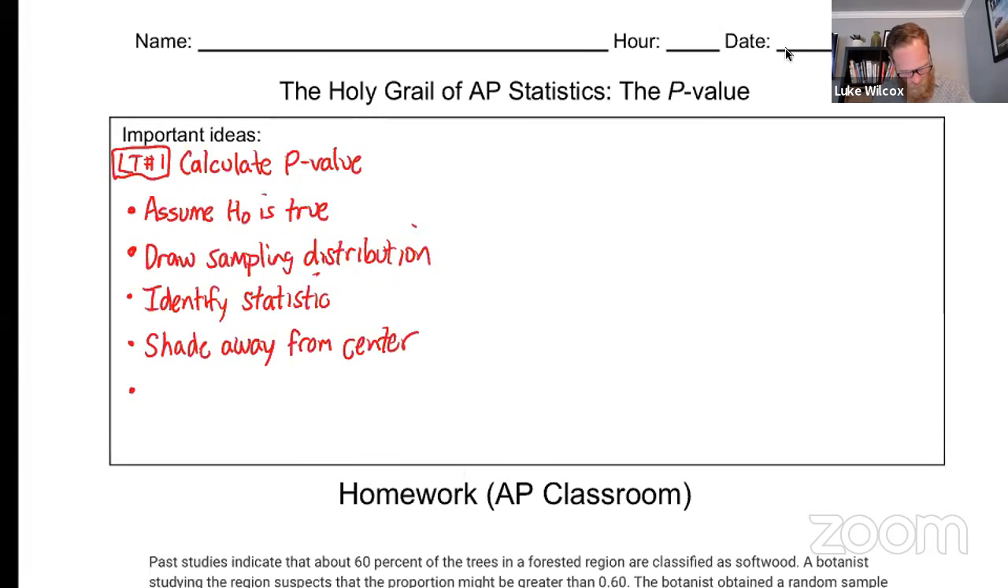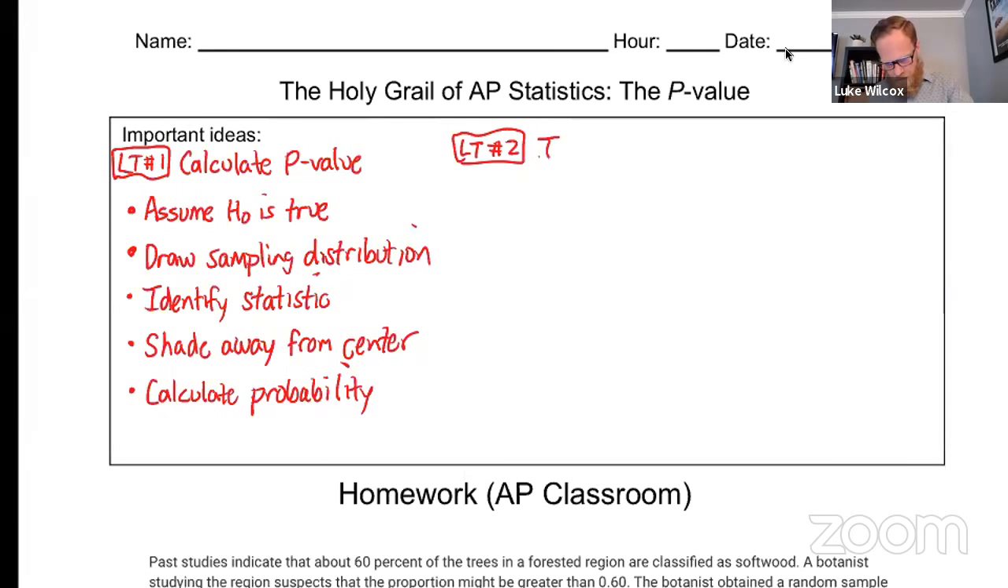And then finally, once you've shaded, you want to find the area or the probability of that shaded region. So I'm going to say here, calculate the probability. So in general, this set of steps is going to allow you to calculate a p-value. Now, the second learning target, which I think happens to be the more important learning target here, was not only that you could calculate a p-value, but that you could interpret the p-value.